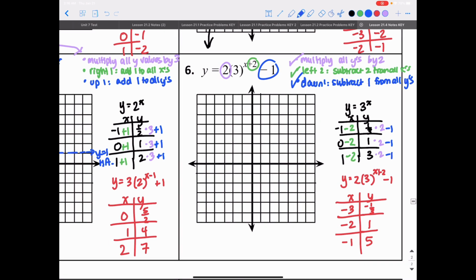First things first, I'm going to draw my new horizontal asymptote, which is right here. y is equal to -1, and then I'm going to plot my points, so -3 and -1/3, -2 and 1, and -1 and 5, 1, 2, 3, 4, 5, right here. And I connect these and then make sure I don't touch y is equal to -1. And that's my graph.